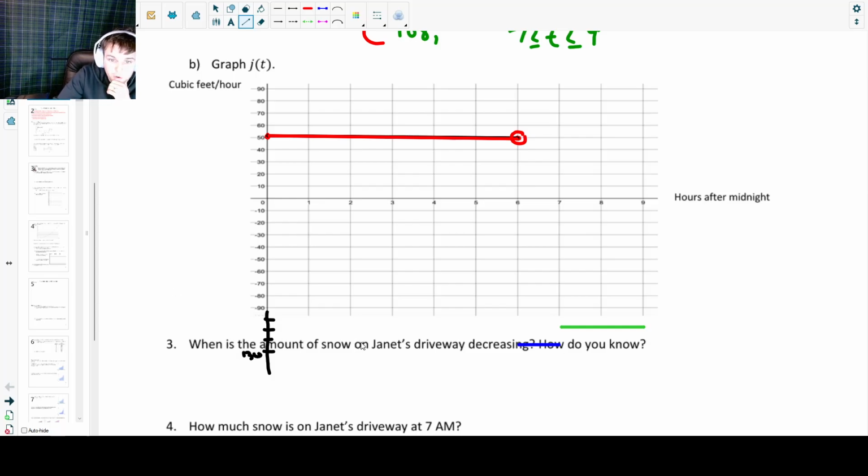When is the amount of snow on Janet's driveway decreasing? How do we know? Well, that one's actually a fairly easy question. It's when she's removing the snow. I see where I've screwed up.